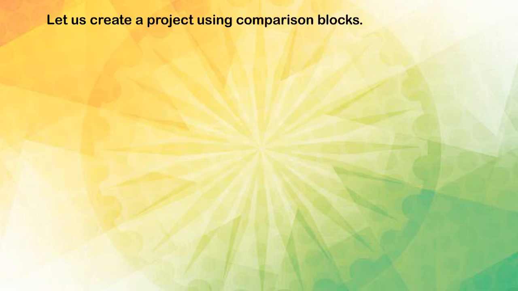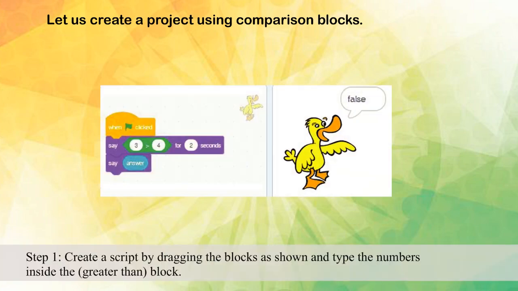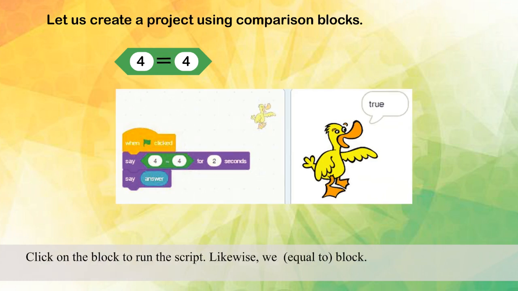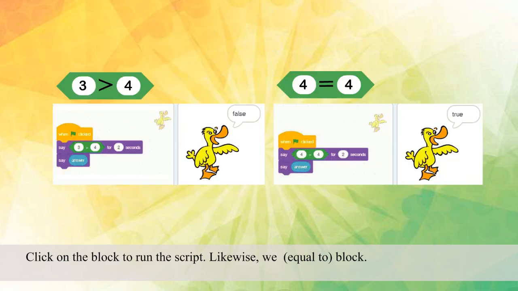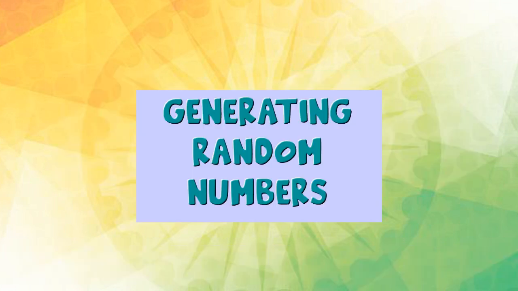Let us create a project using comparison blocks. Step 1. Create a script by dragging the blocks as shown and type the numbers inside the greater than block. Click on the block to run the script. Likewise, try the equal to block. Try the following scripts and check the result.